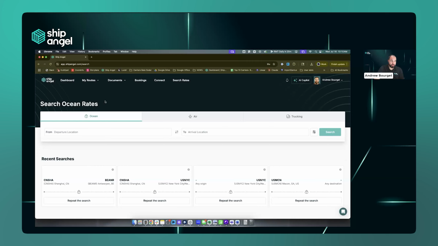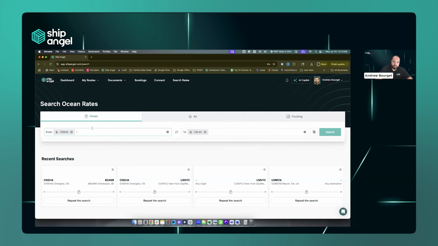And so coming back to the search page, I'm going to click into the ocean section, and I'm going to click a previous shipment here, Shanghai to New York City. I'm actually going to do a different one. I'm in a different mood today. I'm going to do US LAX or Los Angeles.